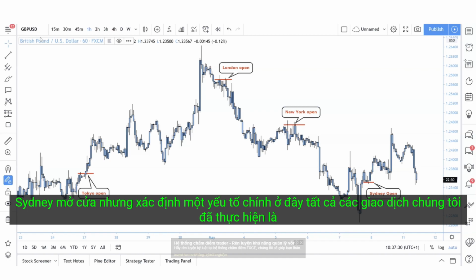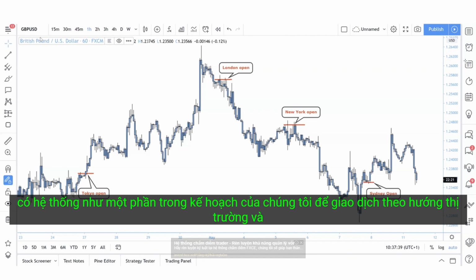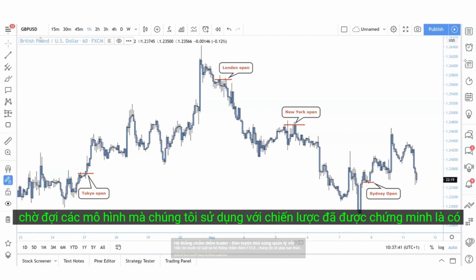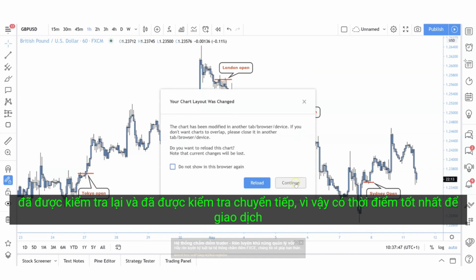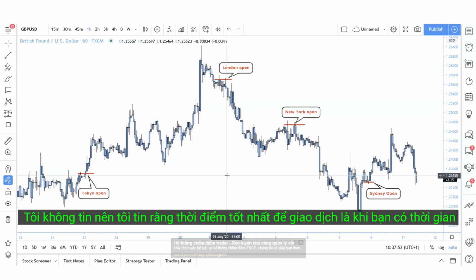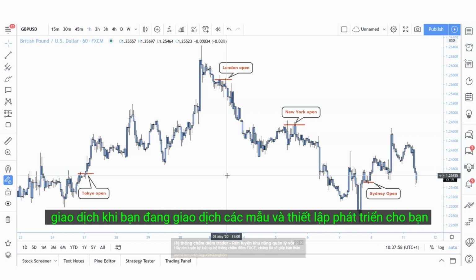All the trades we took were systematic as part of our plan to trade in the direction of the market and waiting for the patterns that we use with our strategy that is proven, has been back tested, and has been forward tested. So is there a best time to trade? I don't believe so. I believe the best time to trade is when you have time to trade, when your trading patterns and setups develop for you to take and are in line with your trading plan.